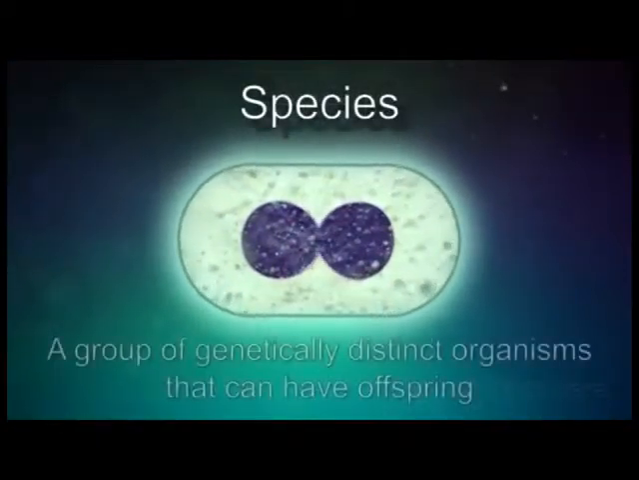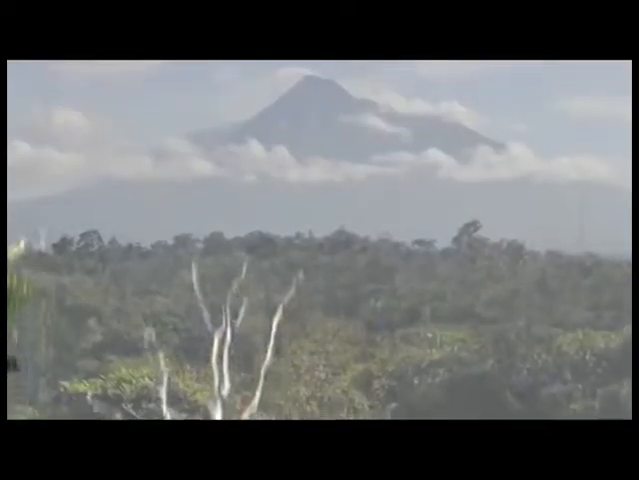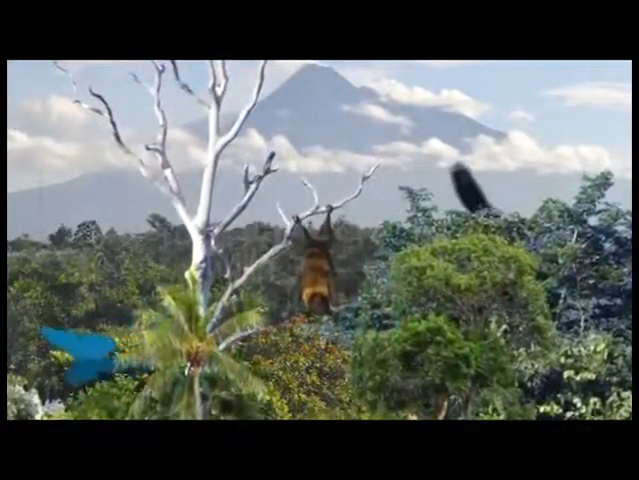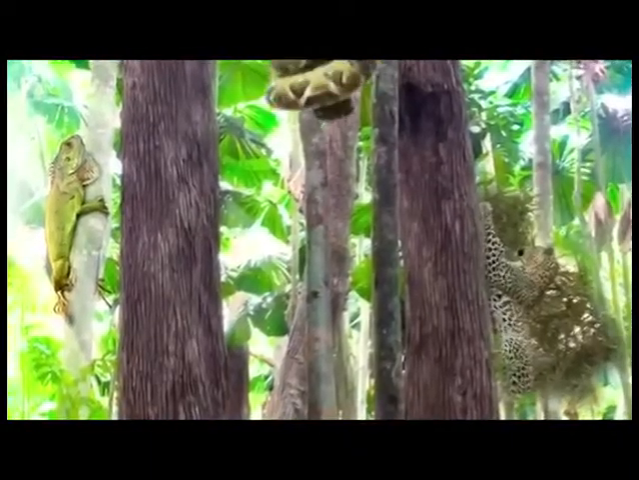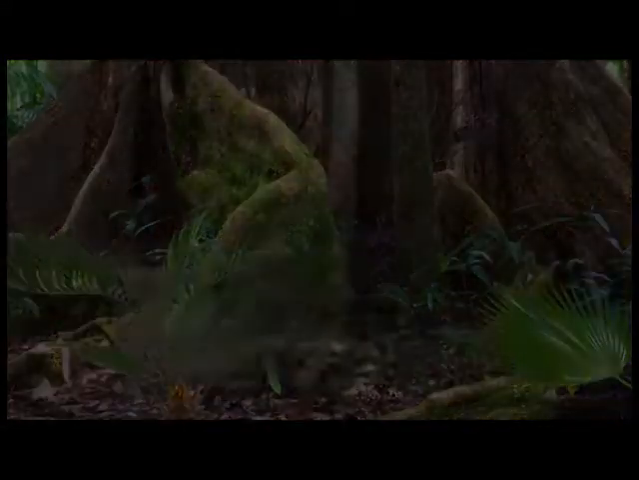A species is a group of genetically distinct organisms that can have offspring. To date, over 1.7 million species have been named, and new kinds of plants, animals, fungi, and microorganisms are being discovered all the time. Scientists have predicted that there are between 3 and 30 million species on Earth.